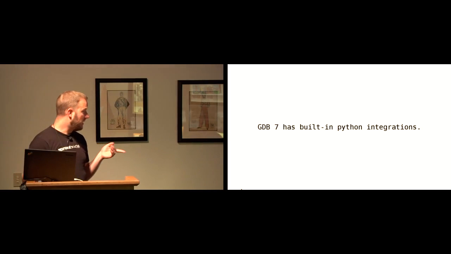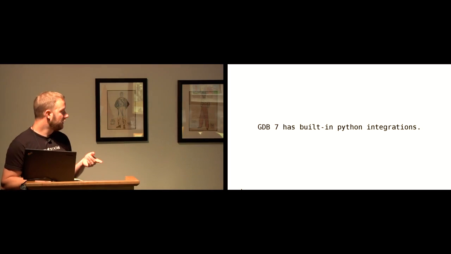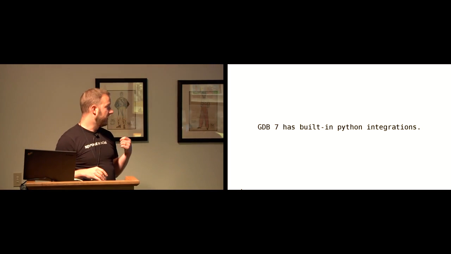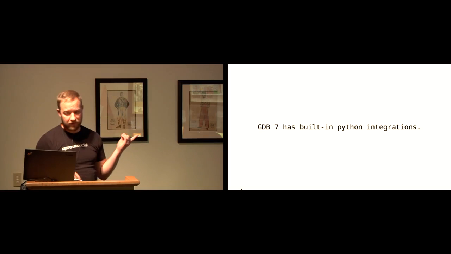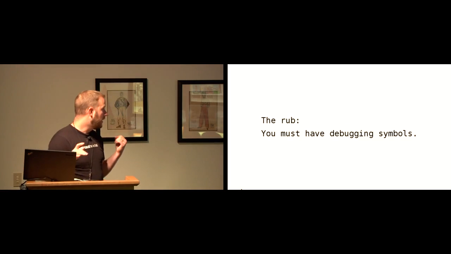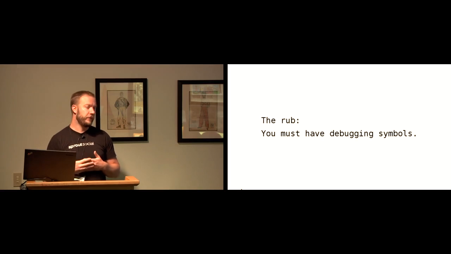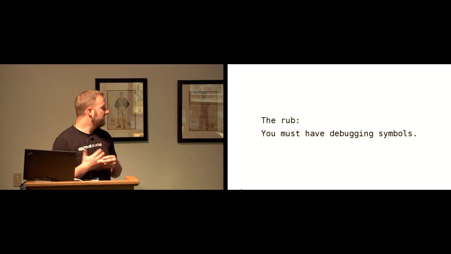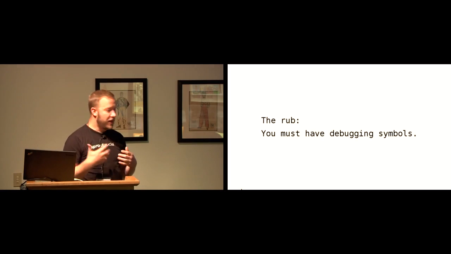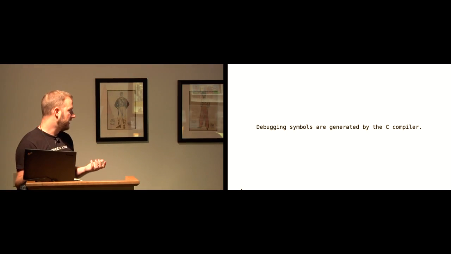Actually, GDB 6 did offer some really helpful macros in a file called gdbinit in the CPython repo. You can still use those if you're a GDB 6 person, but the integration in 7 is much better, and it's also more reliable. There's always a rub. The rub, of course, is that you have to have debug symbols. In order for the debugger to know what's going on, you have to have a wealth of metadata in there to inform it as to what the state is.